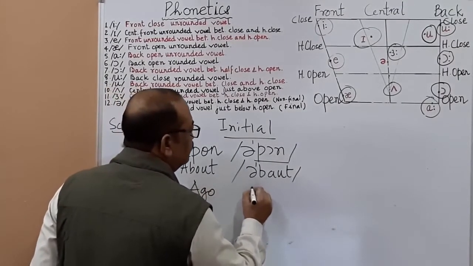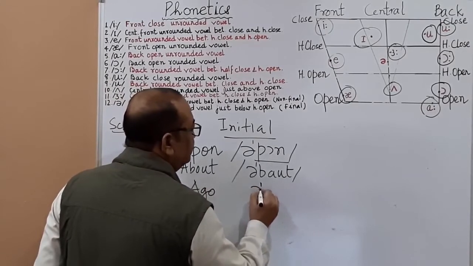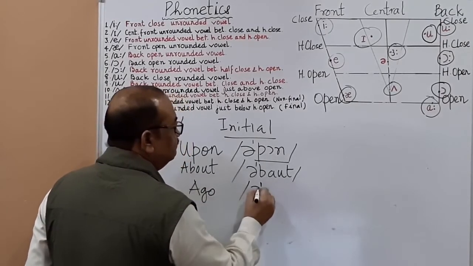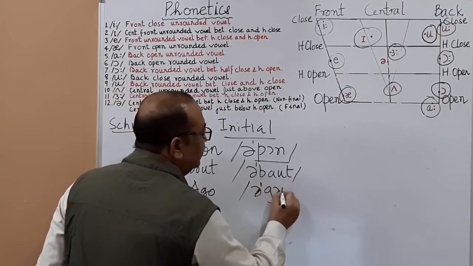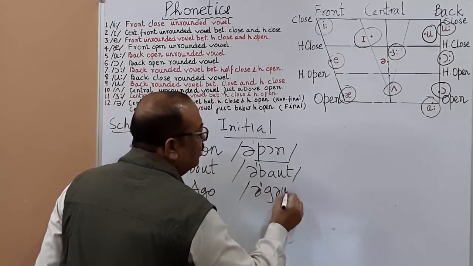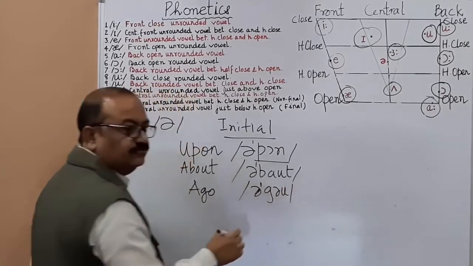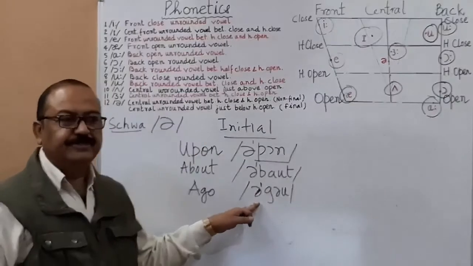And about, for example, agav. This is how you would write the first sound, and then g. Then this diphthong will come.